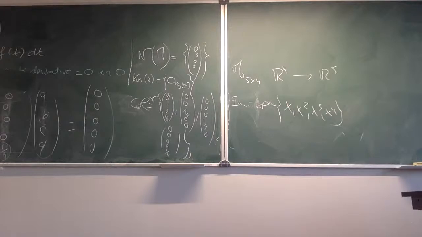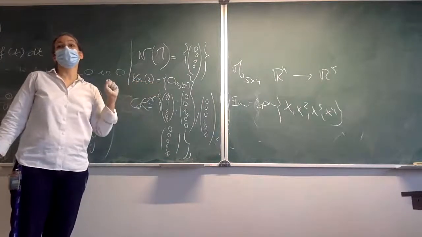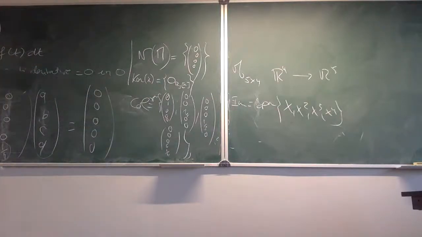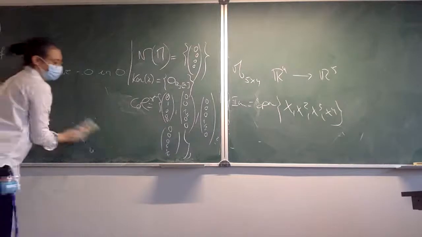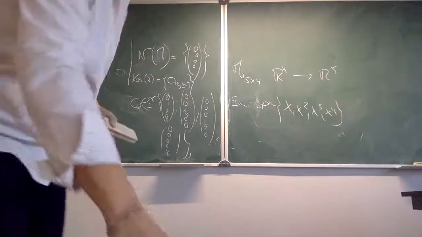Did you say it was injective? Yes, I said it was injective. Why did I say that? Because the kernel contains only the 0 element. So that was working on the matrix, but you could really do all this quickly on the function.